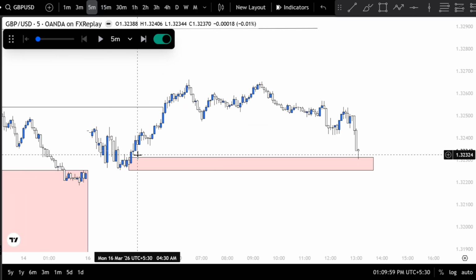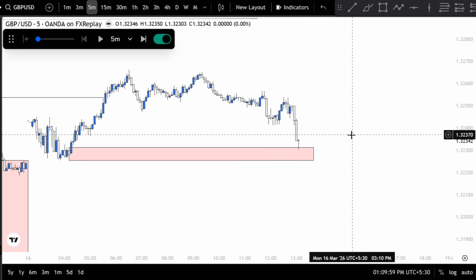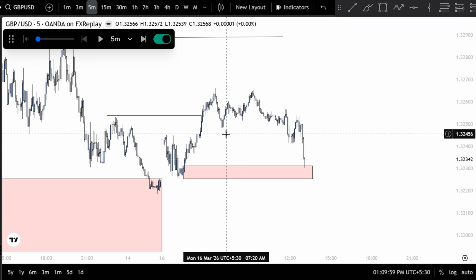The 5-minute. Okay, so 1 hour and 5-minute are aligned, and if you understand basic market analysis, you will know that we have to follow the trend on 1 hour and take entry on the 5-minute. We'll talk about that later in another video. So I can see a potential trade right here.